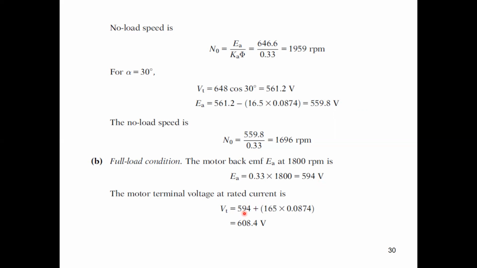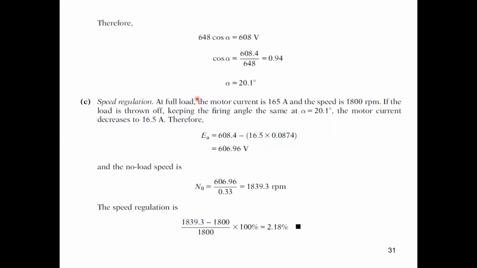So V terminal equals EA plus IA multiplied by RA, and IA is the rated value current, and we could find the terminal voltage equal to 608.4 volt. So now we can substitute in the relation of the converter to get the value of alpha. We calculated before the relation based on the supply AC voltage: it's 648 cosine alpha. And this is the voltage we need. So just substitute in this equation to get the firing angle.